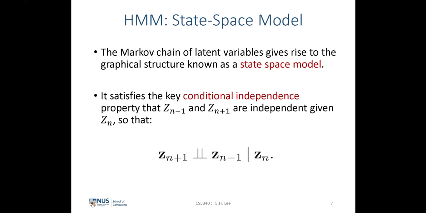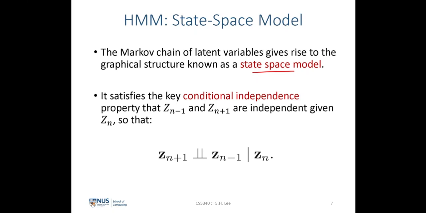So the Markov chain, which results from the dependency of the latent random variable, in the case we have looked at, is the first order Markov chain, where the current latent random variable depends only on the previous latent random variable. This gives rise to a graphical structure known as the state space model. We'll see that this state space model can be described as a transition matrix, which describes the probability of transiting from one state to another state between different time steps.